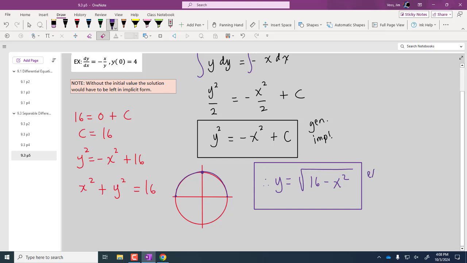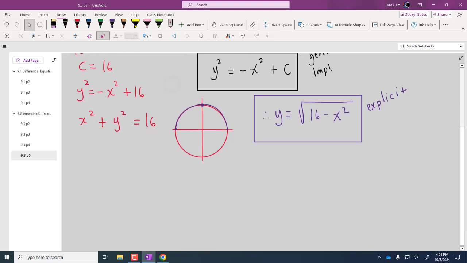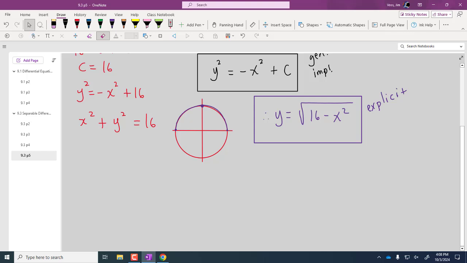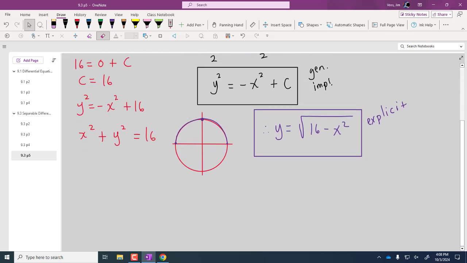So this is now explicit. When you think about antiderivatives in general, you have the plus c, which gives you an infinite family, and the initial value picks one of those. With this initial value, we don't have an infinite number of curves that are part of the solution. We only have two: the top function and the bottom function, and (0, 4) is on the top function.